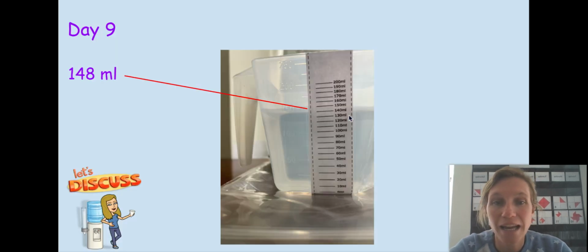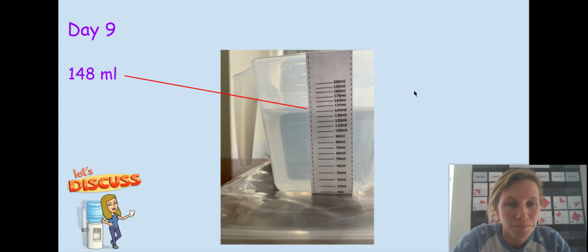So on day 9, I took a photo and noticed that the line is hitting sort of right in between 150 milliliters and 140. That it's a little bit closer to 150 milliliters. So I recorded day 9 to be 148 mLs. Again, I didn't make observations on days 7 and 8, but that's okay because with a line graph, we're going to be able to get an idea of what those days look like.